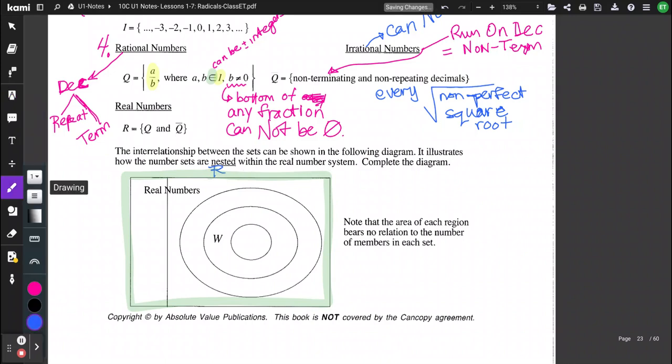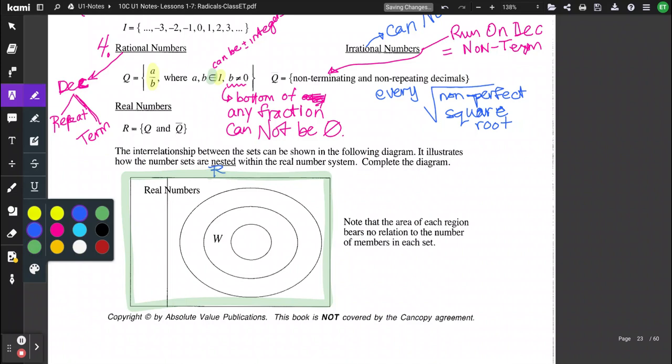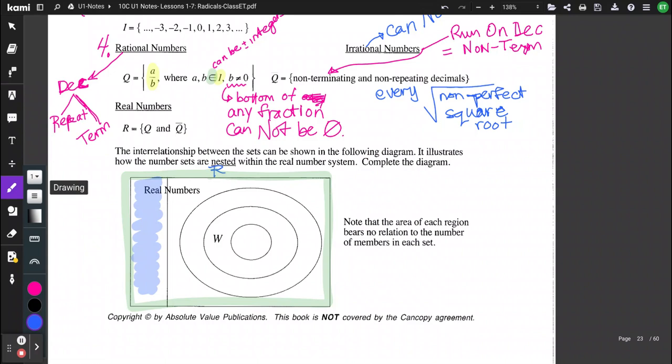Now, just the left-hand side. So just this side way over here. Or it could have been on the right. Doesn't matter which side you draw it on. Those are going to be the irrationals. So these are Q with the line over it. These are our pi. Those are our non-perfect square roots, like square root 2. Okay, so pi, all the run-on decimals. That's going to be your irrational numbers.